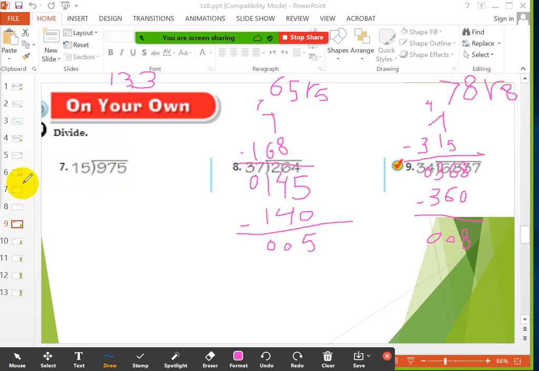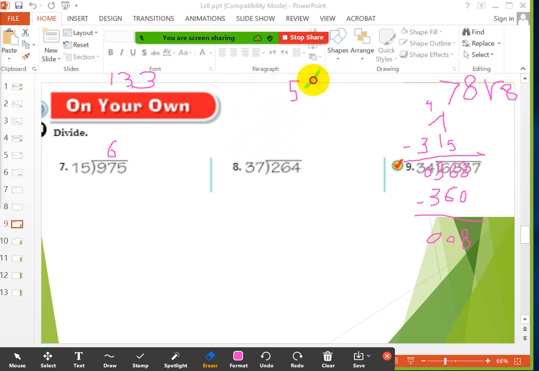97 divided by 15. How many 15 in 97? I think it's between 5 or 6. Let's try 6. Now I will multiply 15 with 6. Let's find the answer. 6 multiply 5 equals 30. So I will put 0 here and 3 above the tens. 6 multiply 1 equals 6 plus 3 equals 9. So look, it's 90.